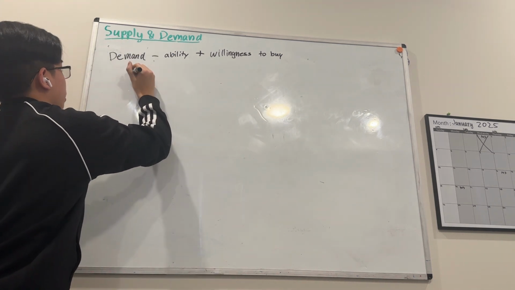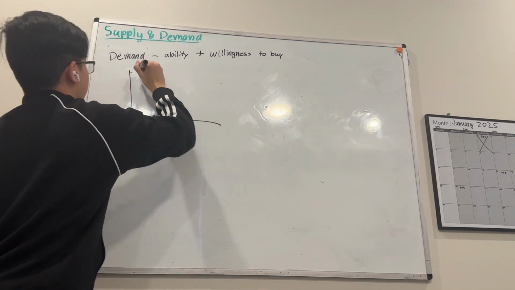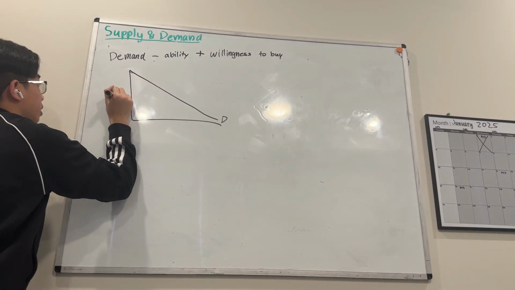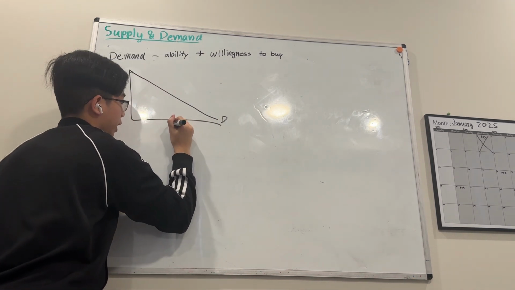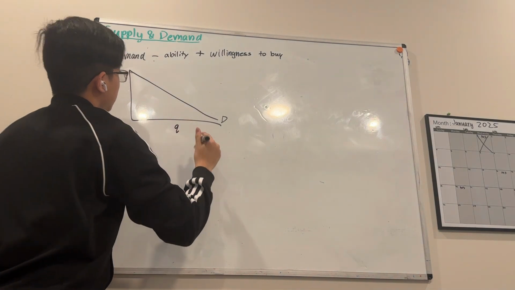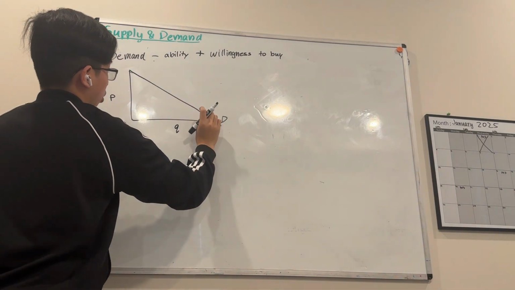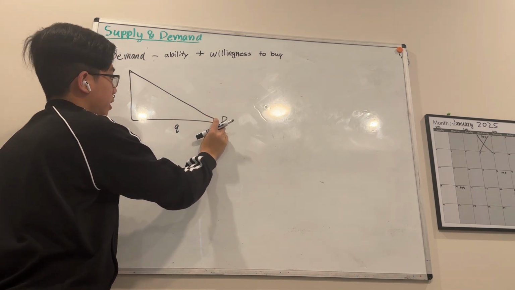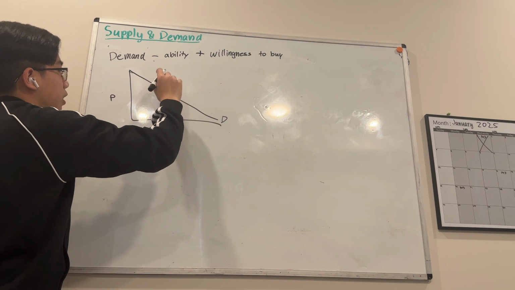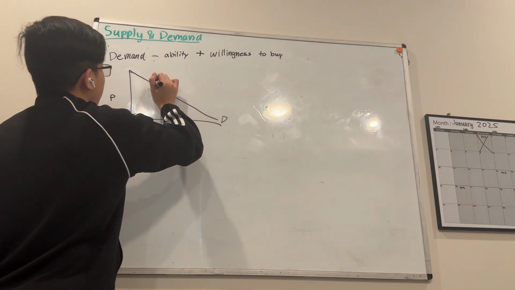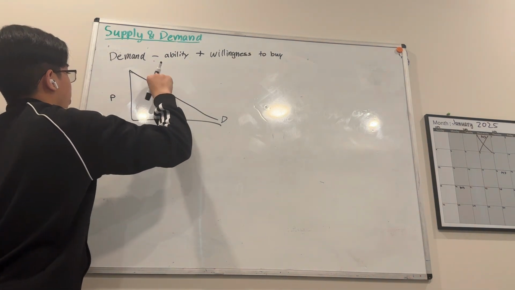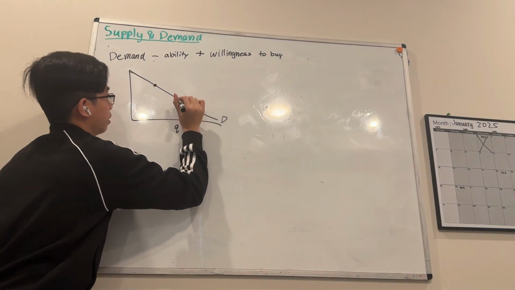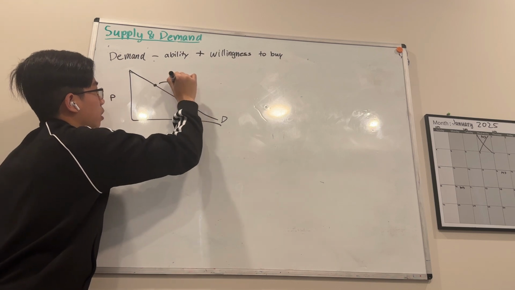On the graph, demand is a downward slope. On the y-axis, you have the price, and on the x-axis, you have the quantity. As you can see, the lower the price, the higher the quantity demanded is. And the higher the price, the less the quantity demanded is. Let's say the point is right here. This is the price, and this is the quantity demanded. Let's say the price reduces to this point.